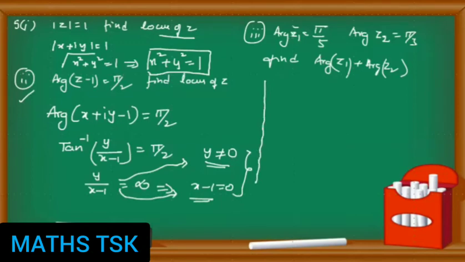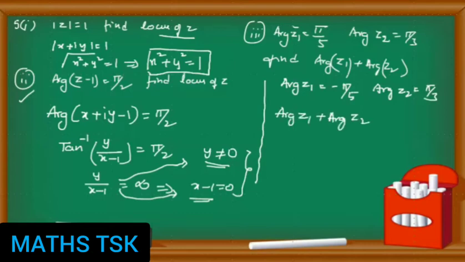Next problem: arg z1 bar is equal to pi by 5, and arg z2 is equal to pi by 3. What is arg z1? Arg z1 is equal to minus pi by 5. Arg z2 is pi by 3. What we need is arg z1 plus arg z2. The value is minus pi by 5 plus pi by 3. Take the LCM, that is 15. Minus 3 plus 5 is 2, so 2 pi by 15 is the answer.